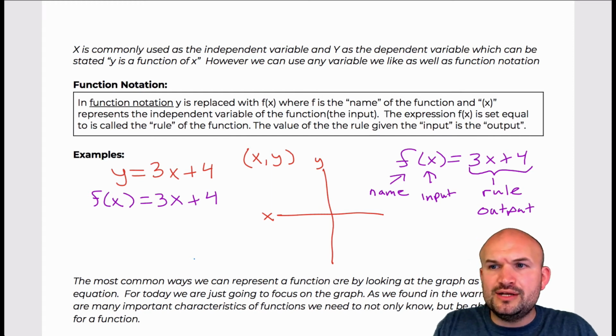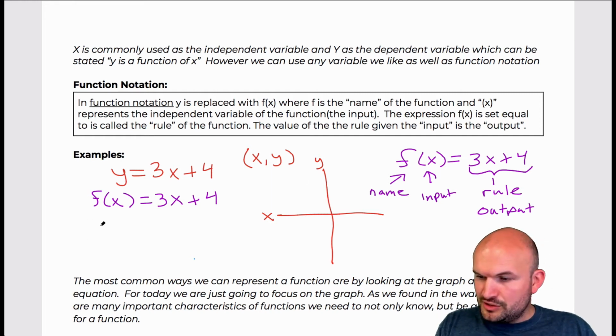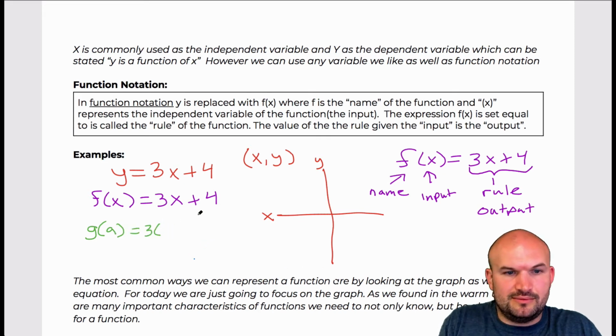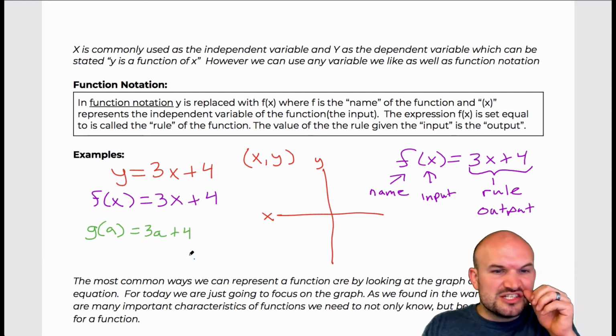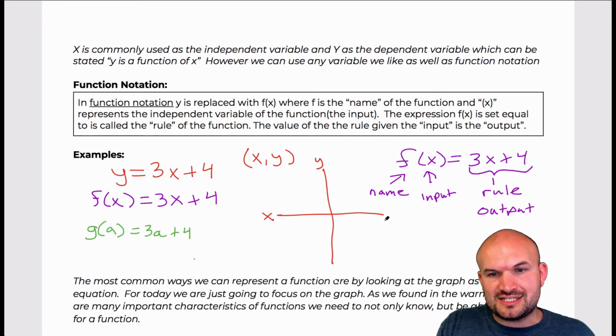Now, again, we do not need to be stuck with f of x. f of x doesn't hold everything. We could also, if we wanted to, call this g of a equals 3a plus 4. What's important about this is that a is now representing my independent value. So instead of calling this the x-axis, we'd call it the a-axis. Instead of this being the y-axis, we'd call it the g of a axis.